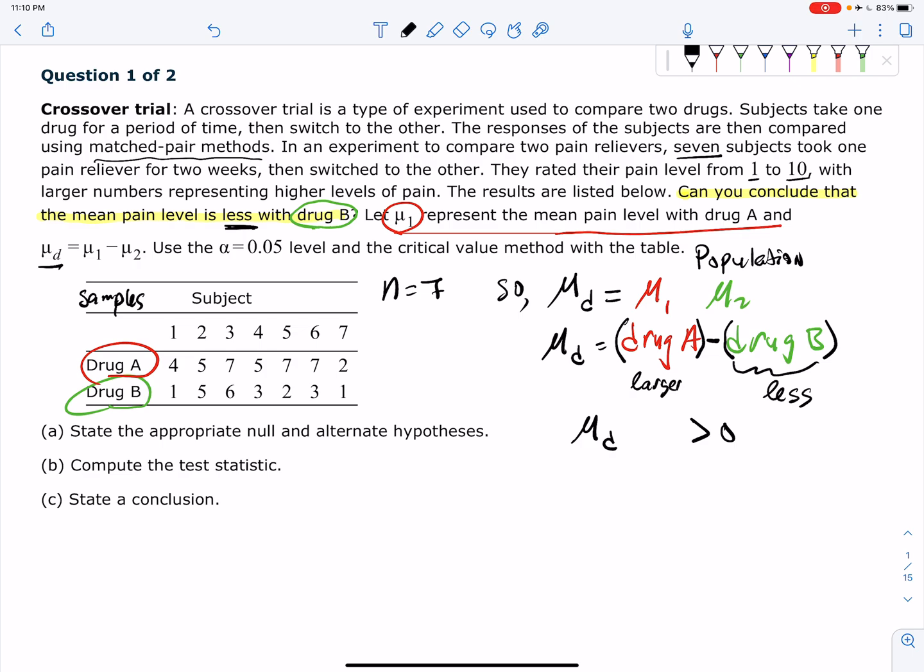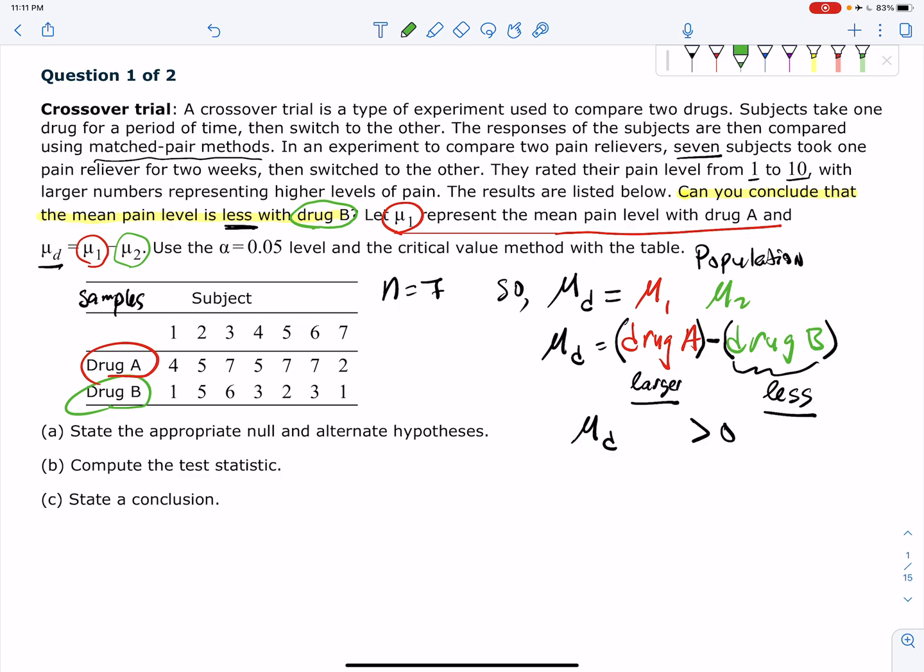So if drug B is less, that means drug A is larger. And we already know the order of this. It already said mu sub 1 minus mu sub 2, and we also know that mu sub 1 is drug A. So we know the order in our subtraction problem. Subtraction is not commutative, so you have to make sure, that's the tricky thing. The order is very important as you read the words and write your difference.